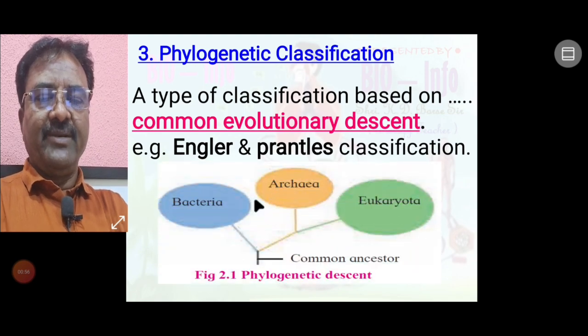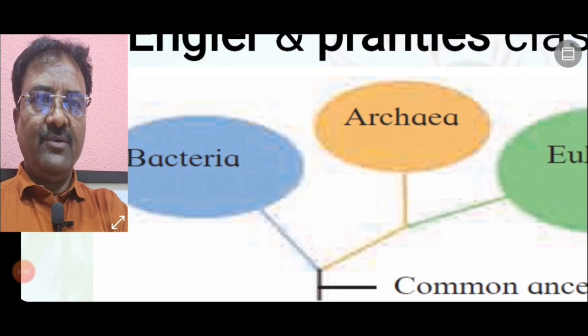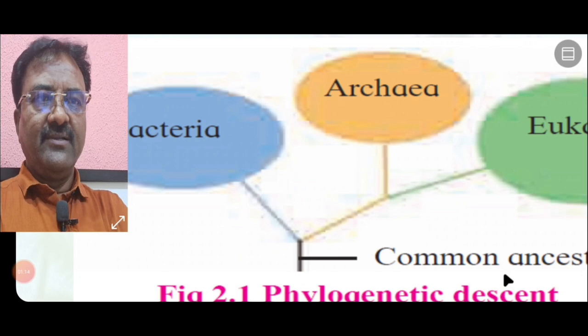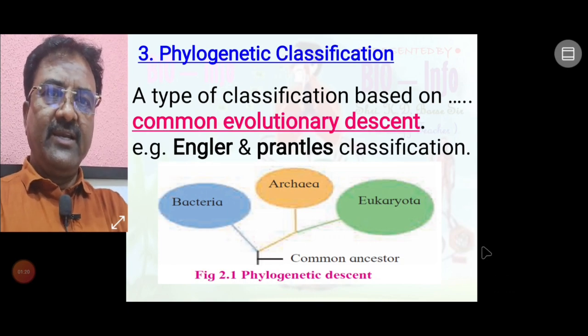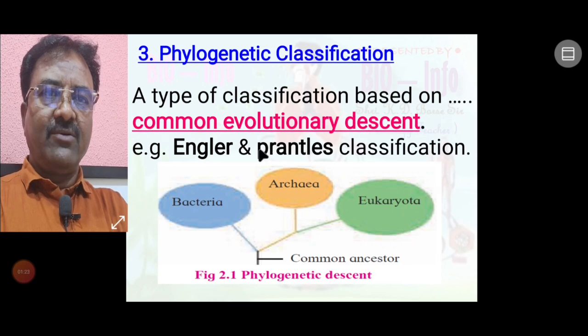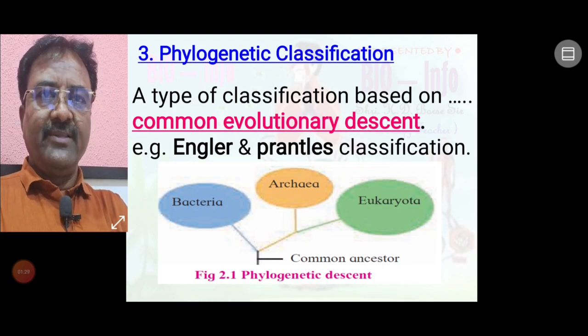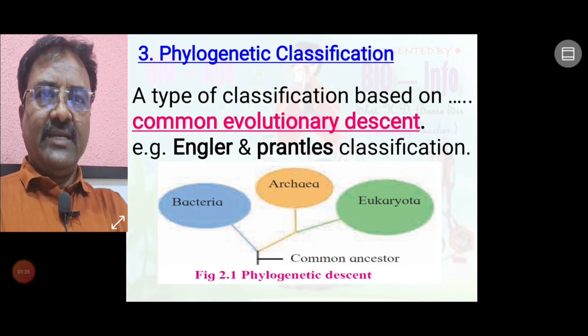Seen here is a diagrammatic representation on the basis of evolution. You know, archaea, bacteria, eukarya, all these three forms of life show a common ancestor. So this type of classification clearly depends on evolution-based common evolutionary descent. Up to this we discussed in detail the three types of classification: artificial classification, natural classification and phylogenetic classification.